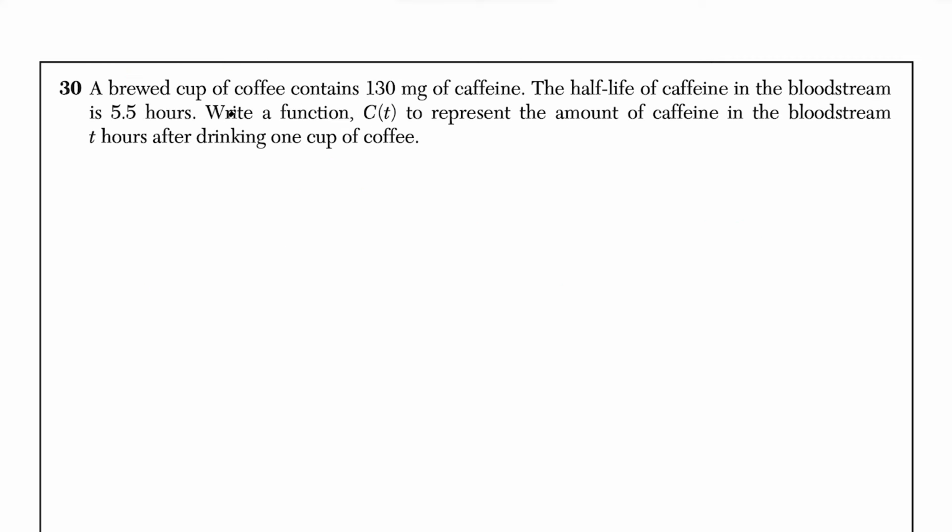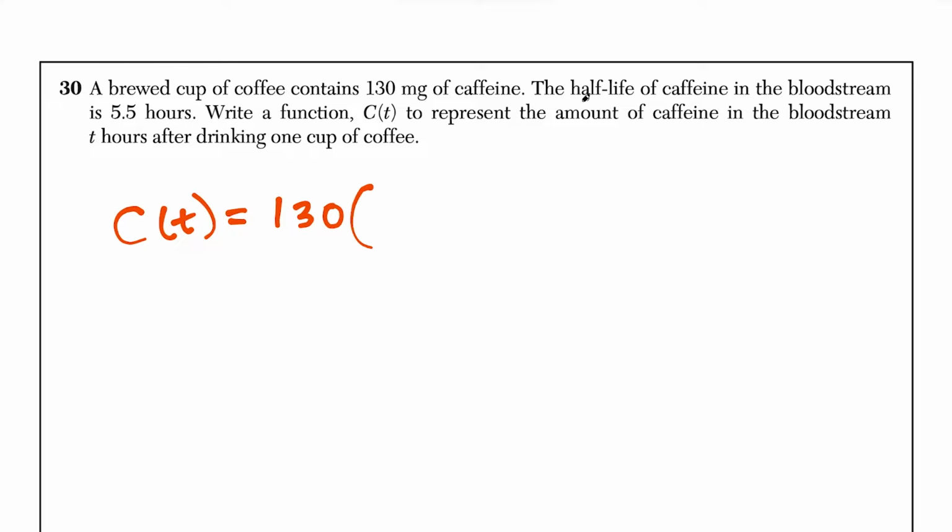Question 30, a brewed cup of coffee contains 130 milligrams of caffeine. The half-life of caffeine in the bloodstream is 5.5 hours. Write a function c of t to represent the amount of caffeine in the bloodstream t hours after drinking 1 cup of coffee. So for this one, if you know how to just go from the question right to the equation, you'll get full credit here. So the initial amount goes in front. The 130 milligrams of caffeine goes in front.